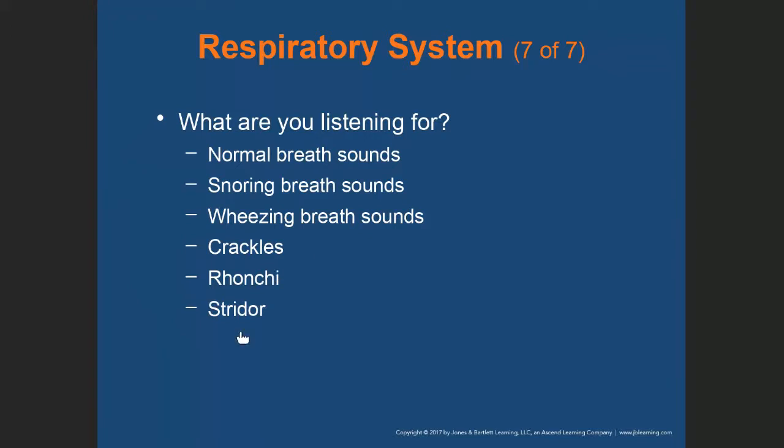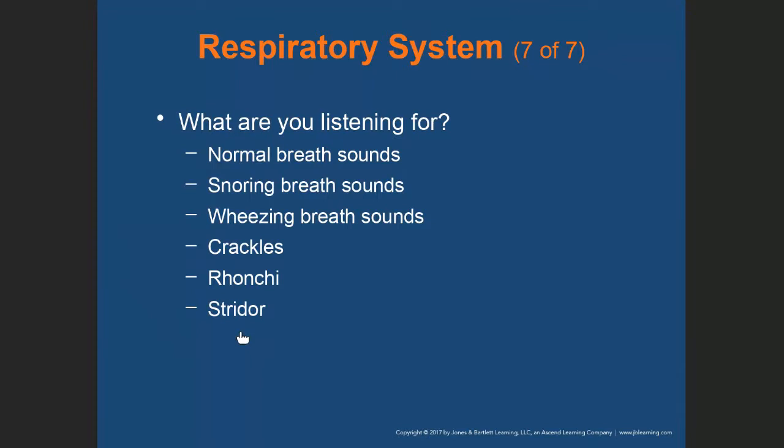Stridor is a high-pitch whistling type wheezing sound that is heard without a stethoscope. So you don't necessarily need to put a stethoscope on your patient to hear stridor. It is an indication of upper airway obstruction.